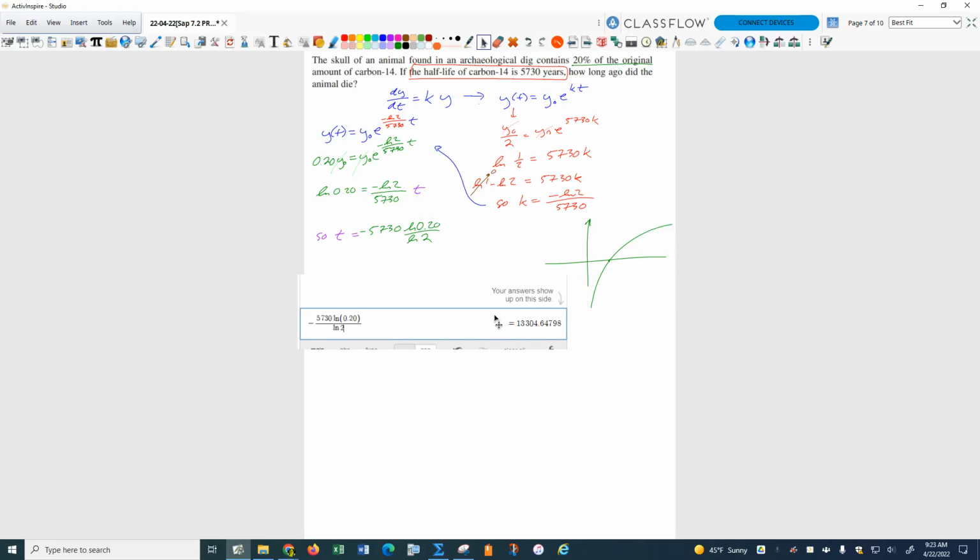So that skull was 13,305 years old if we round to the nearest year.